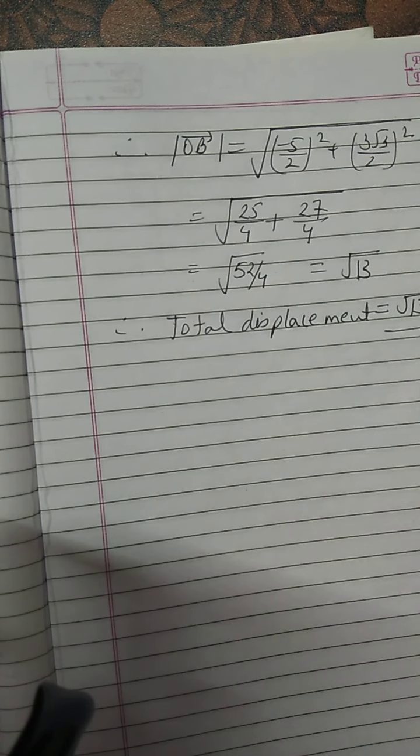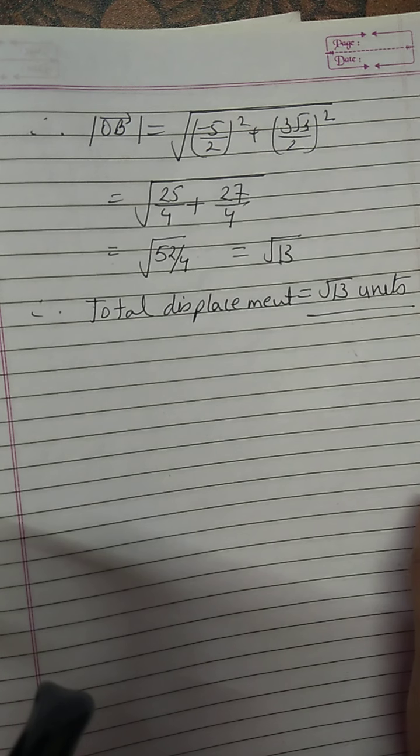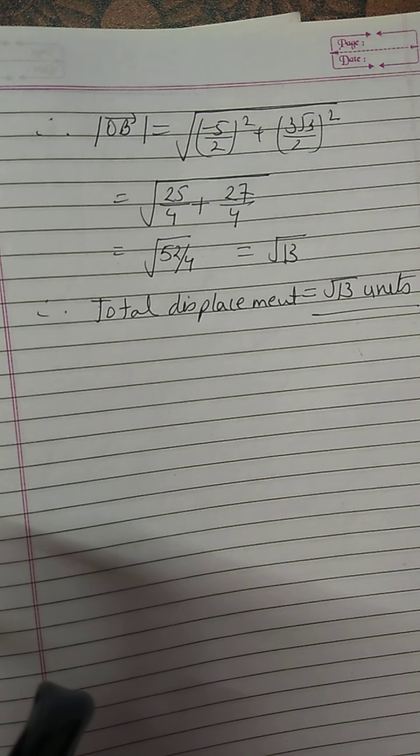Since this is the displacement, it will be root 13 units. Okay, this is sum number 3. Now sum number 4 is: if vector A equals vector B plus vector C, then is it true that the magnitude of vector A is equal to the magnitude of vector B plus the magnitude of vector C?